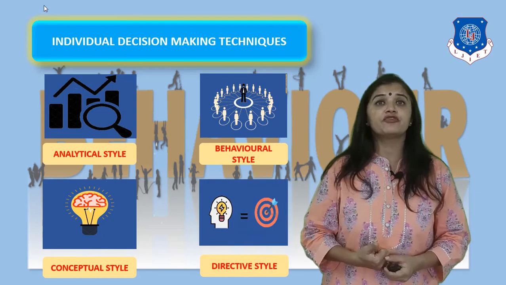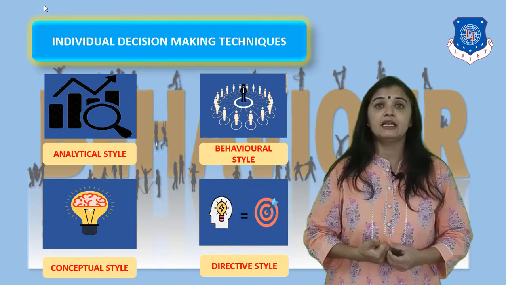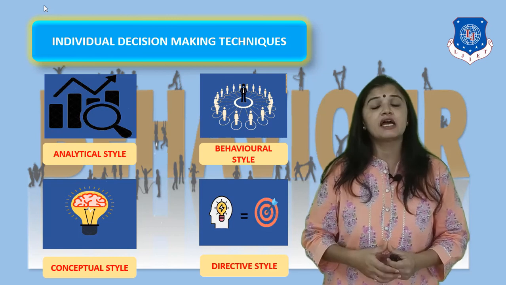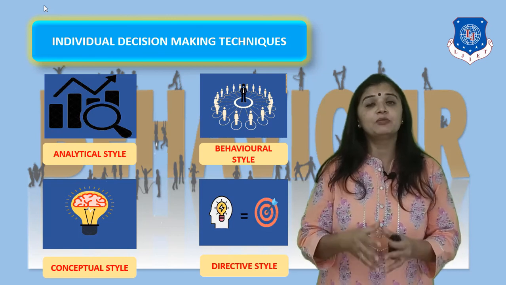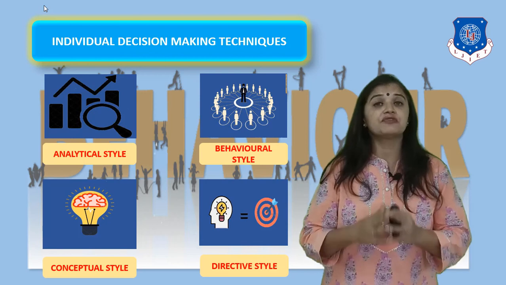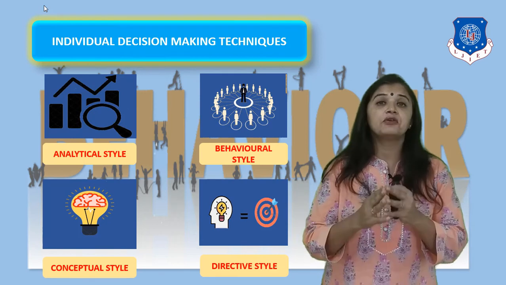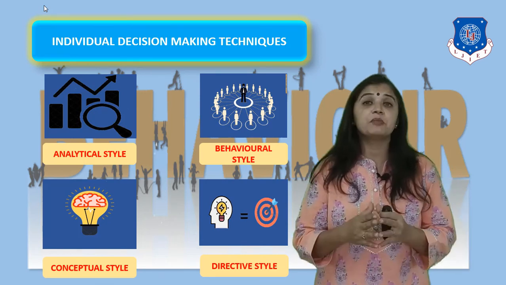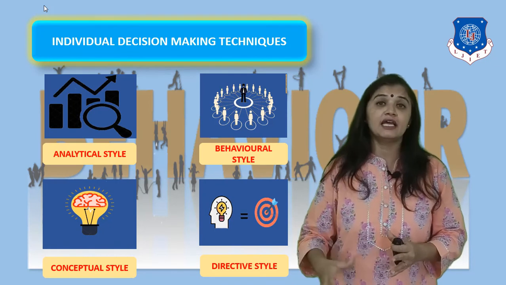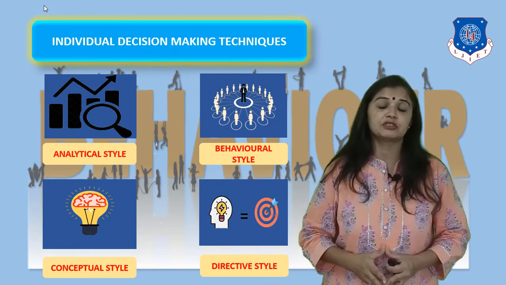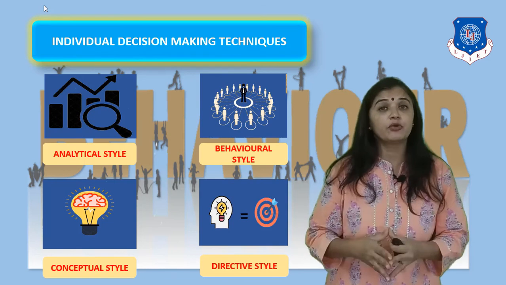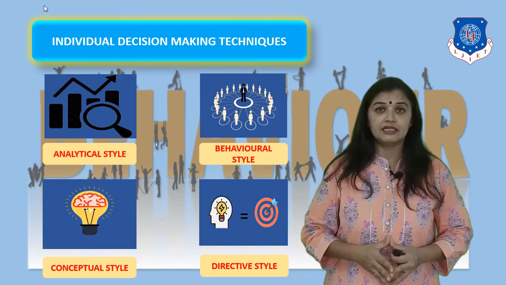The fourth kind of decision making style is the directive style. The directive style of decision making is even more logical. These people take decisions very fast, but they are rational. Their decision may be short term, but they do not want to get into the analysis of too much information. These people have less tolerance for information and uncertainty.